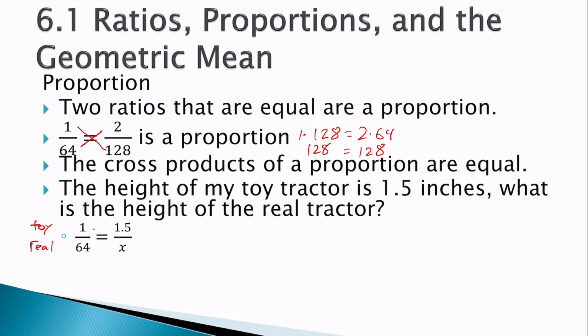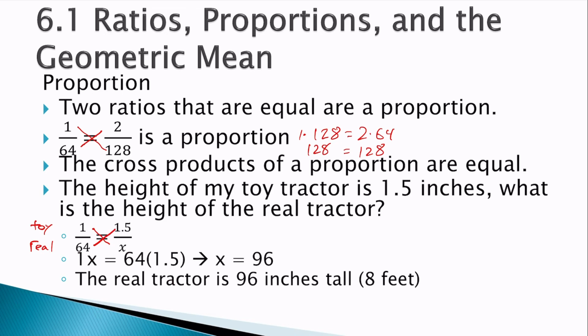So then we cross multiply. I'll have 1 times x and 64 times 1.5, which gives me 1x equals 96. So the real tractor would be 96 inches tall, which is 8 feet.